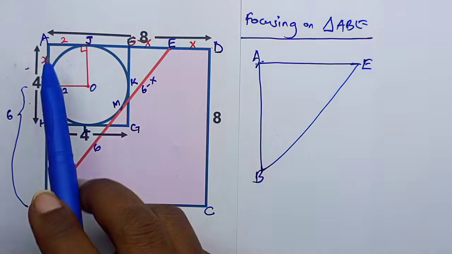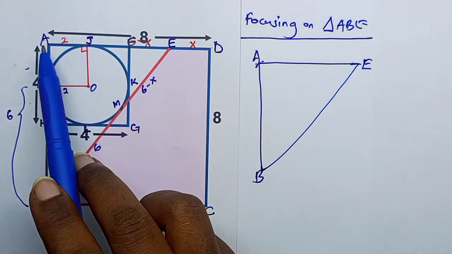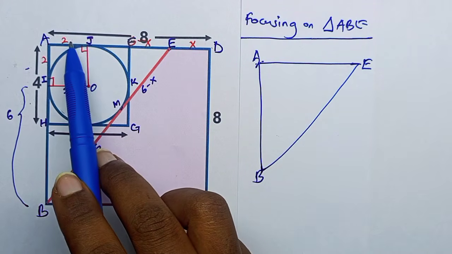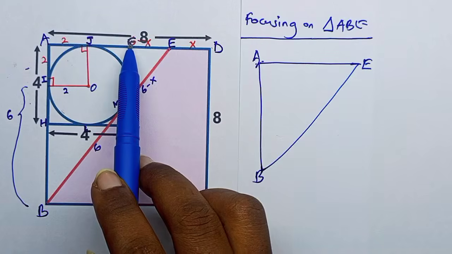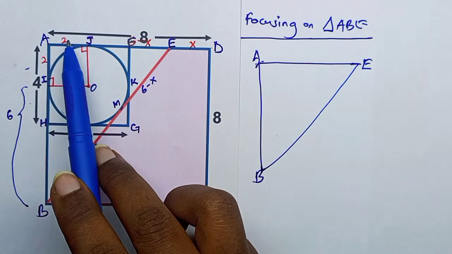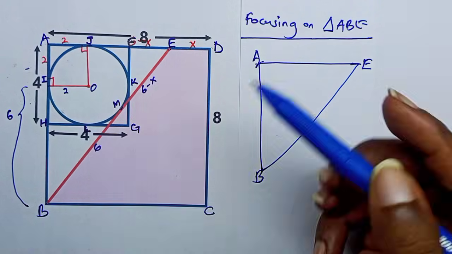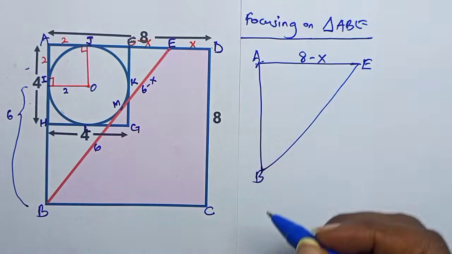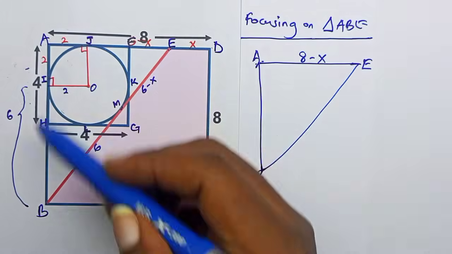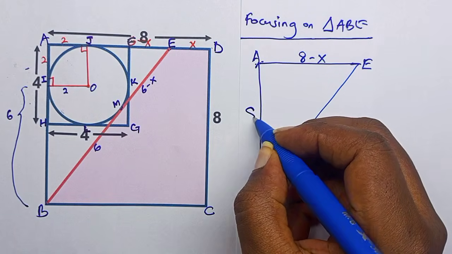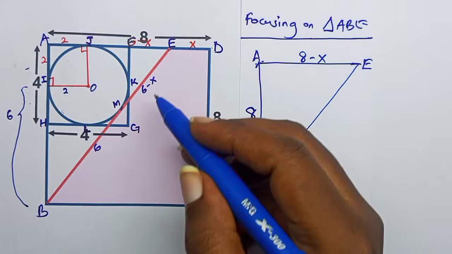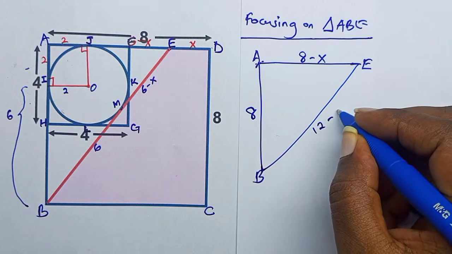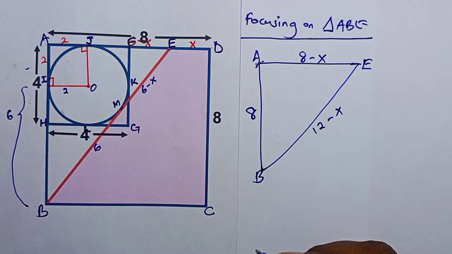Now AE is AJ plus JE. But remember, AJ is 2 and JE is 6 minus x. Therefore, we shall have 2 plus 6 minus x, which gives us 8 minus x. Therefore, AE is 8 minus x. Then this side AB is 8. And BE, we've got it to be 6 plus 6 minus x, which is 12 minus x.